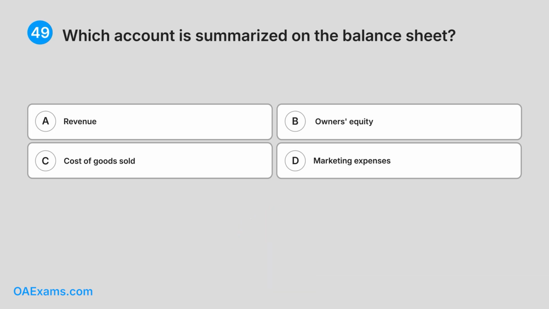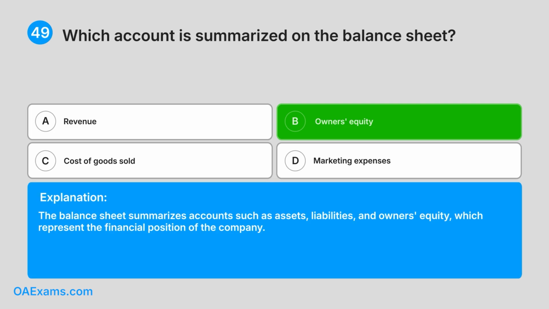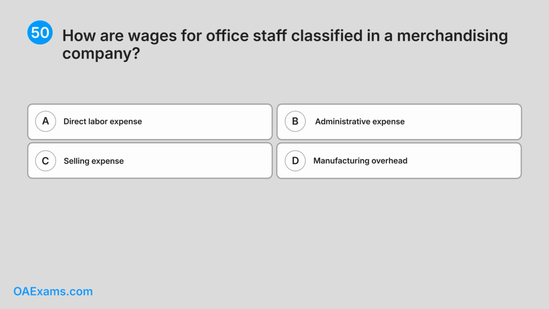Correct answer. B. Explanation. The balance sheet summarizes accounts such as assets, liabilities, and owner's equity, which represent the financial position of the company.